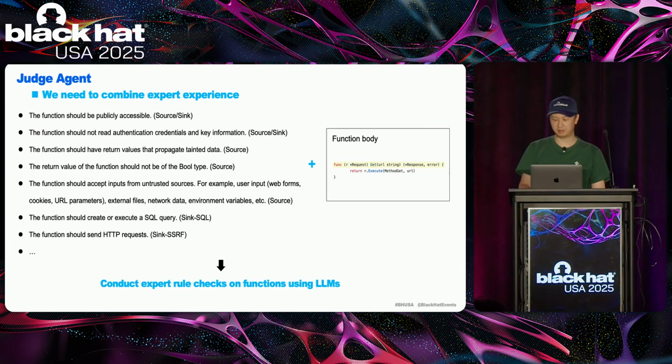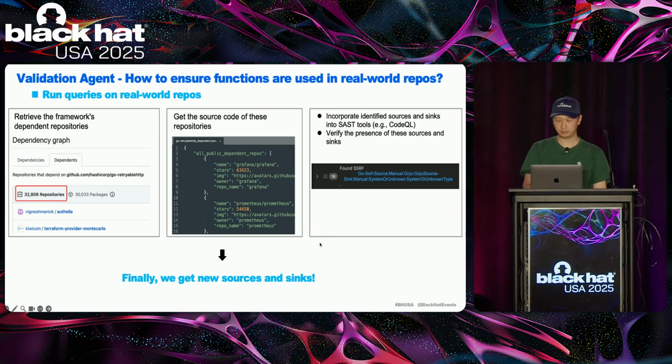And there are plenty of these expert rules. And again, they can be added or revised based on different bug types or taint types. And we'll use the LLM to apply these expert rules to check the function name and function body here, and removing functions that don't match the expert rules.